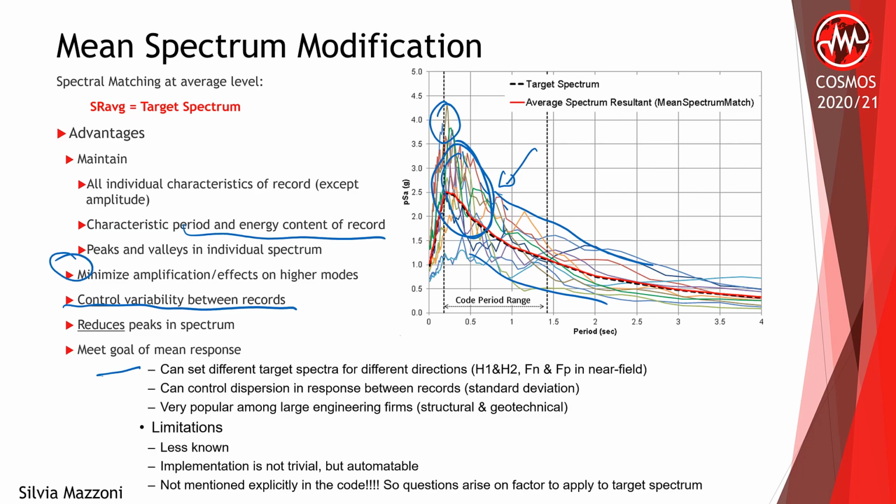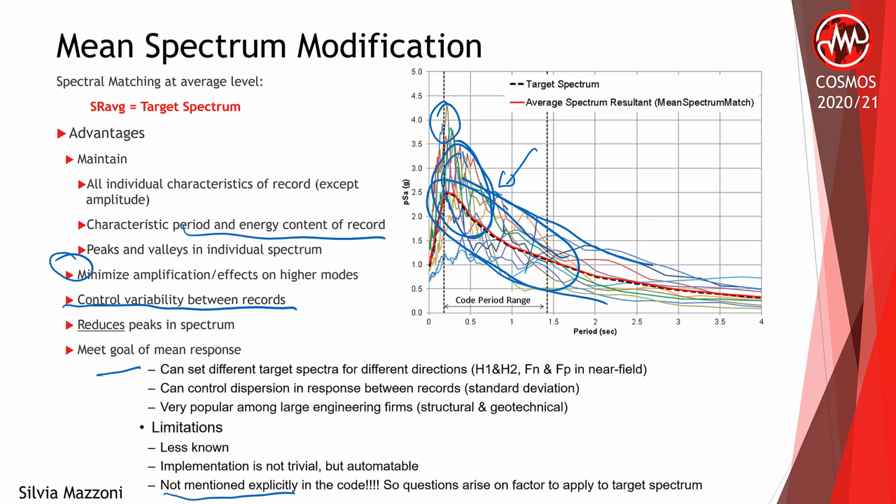And that's kind of what you do in the 2D modification that Norm has developed, but you can control the dispersion in the response between the records. Okay, so you can control this, within the components, between the directions, and within the records. And I know a lot of engineering firms are using this because they want to minimize the number of records, but you also want to have as close to your target spectrum as you can for your average of your ground motions.